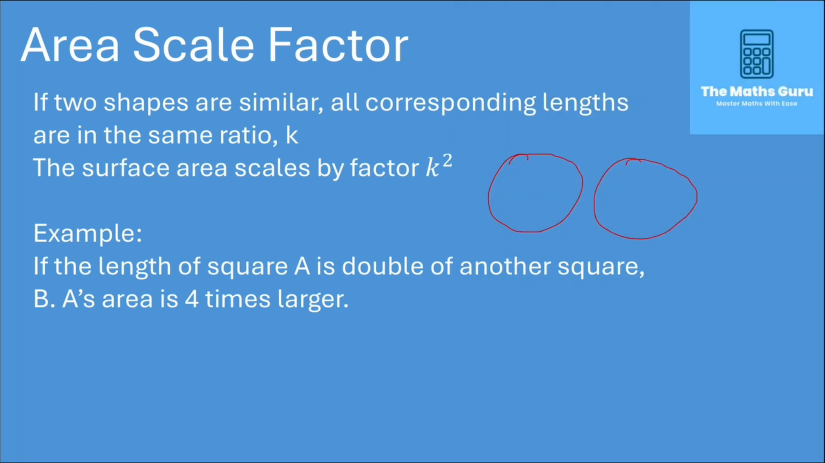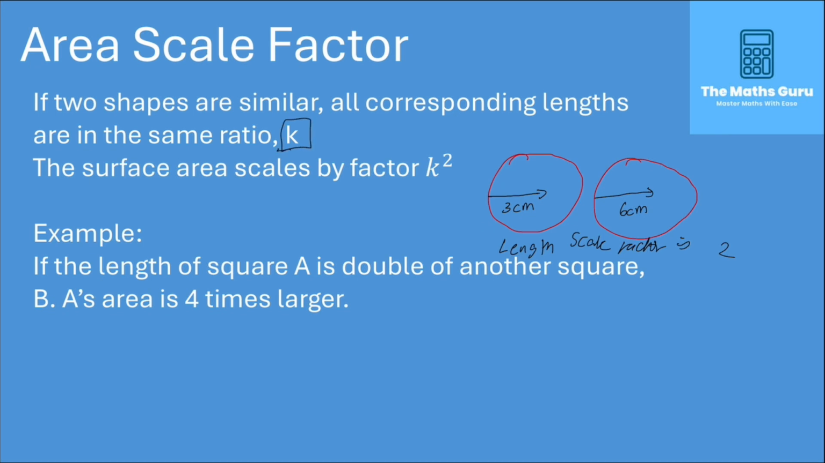So we are told if two shapes are similar. These two circles are similar, and let's say this radius is 3 centimeters, but this radius is 6 centimeters. So this leads us to believe that the linear or the length scale factor is 2, because we're scaling by a factor of 2. We're timesing by 2 to get from the smaller one to the larger one. Now, this is our value for k.